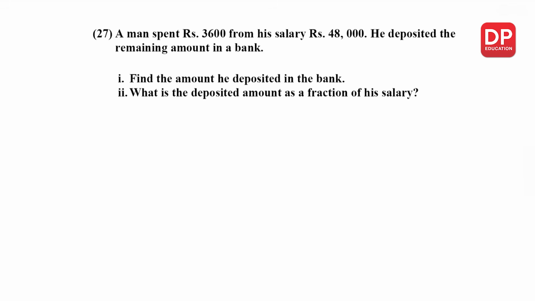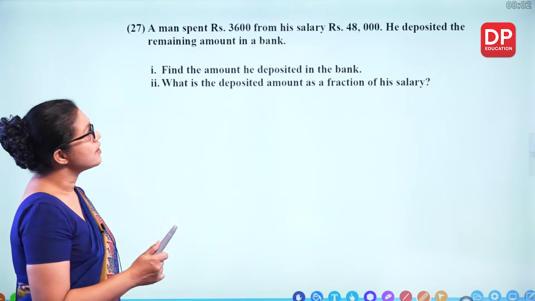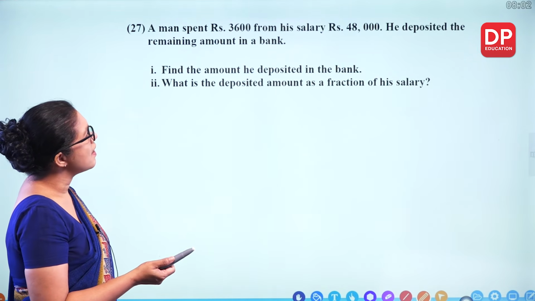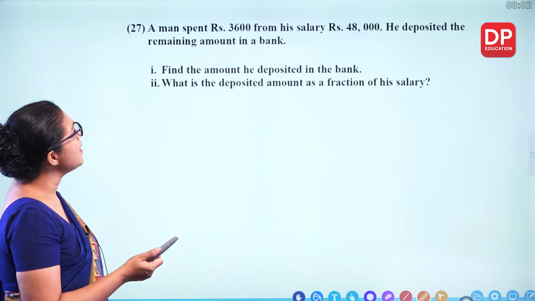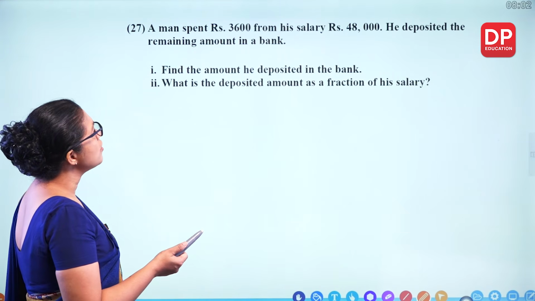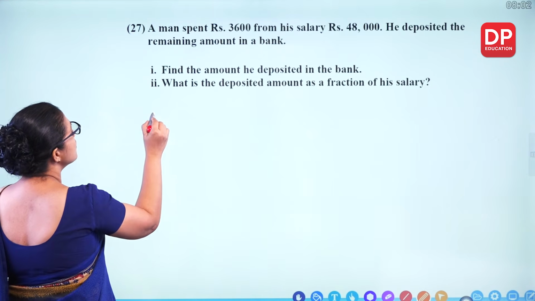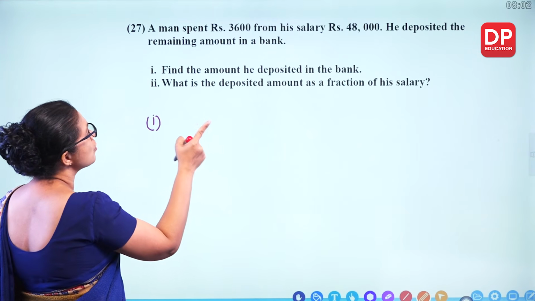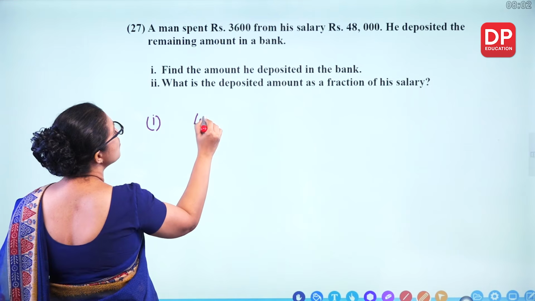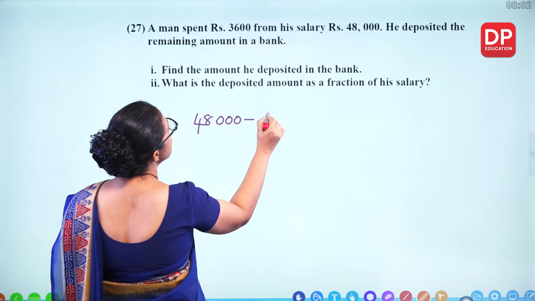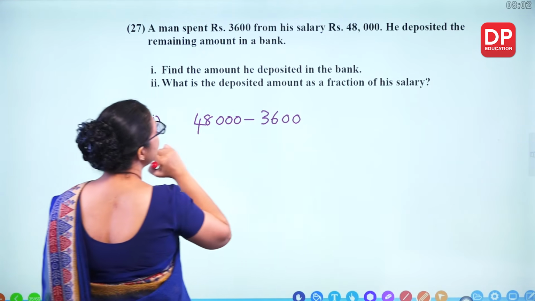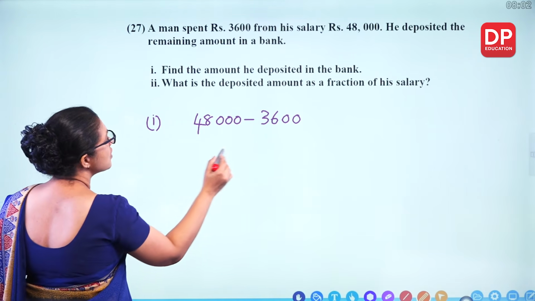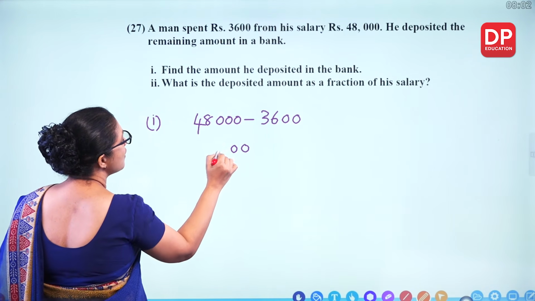A man spent 3,600 rupees from his salary of 48,000. So the salary is 48,000 and he spent 3,600. He deposited the remaining amount in a bank. Find the amount he deposited in the bank. So what's the amount? That means a subtraction. 48,000 minus 3,600. So what's the deposited amount? 0, 0. You get 4 here.